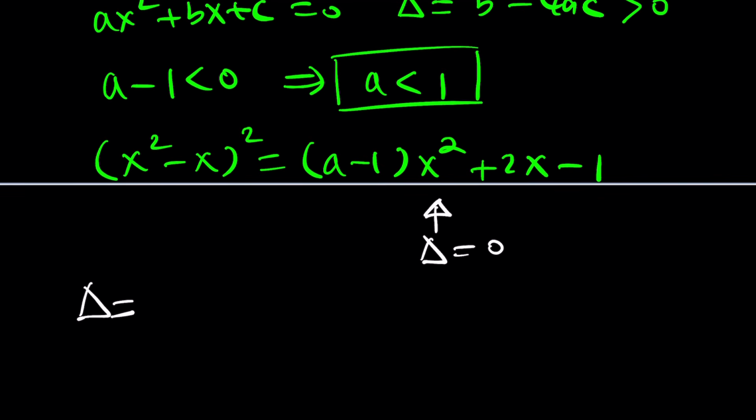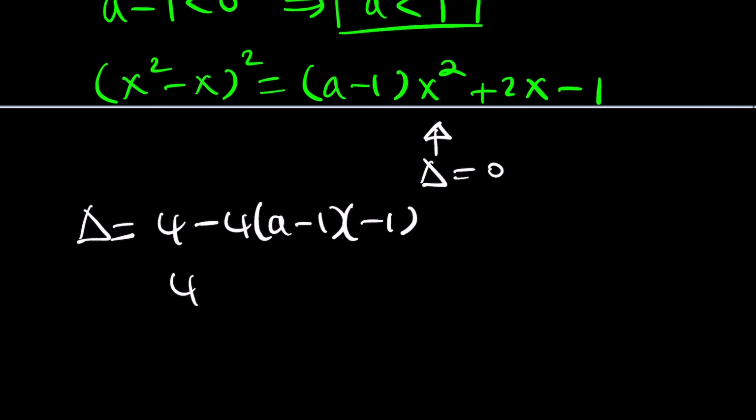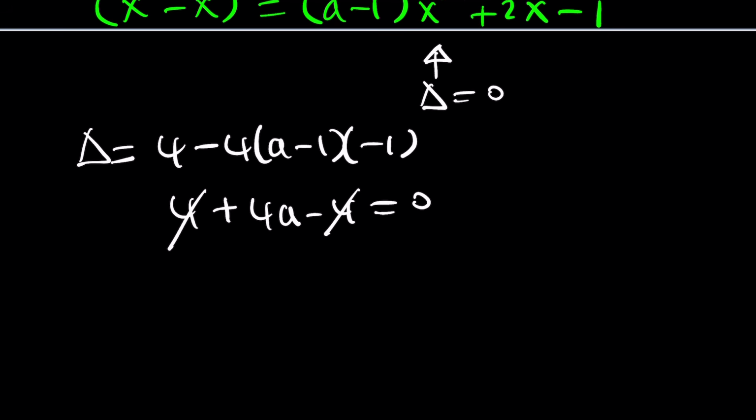B squared minus 4 times a minus 1 times negative 1. Of course, this is going to give you 4 plus 4a, because that is going to make it positive, minus 4 equals 0. From here, 4a equals 0, which means a is equal to 0. So, if a is equal to 0, we get a perfect square. How nice is that, right? Let's go ahead and do it.